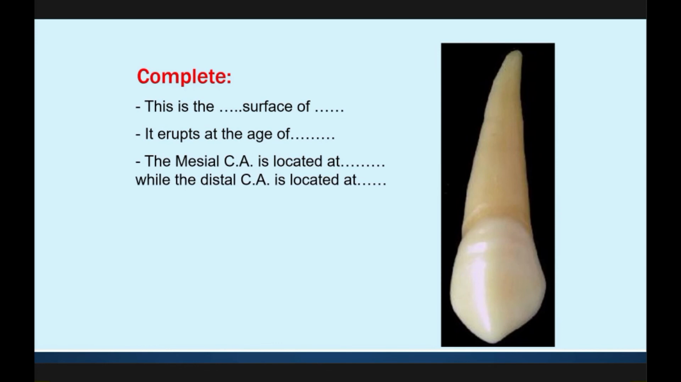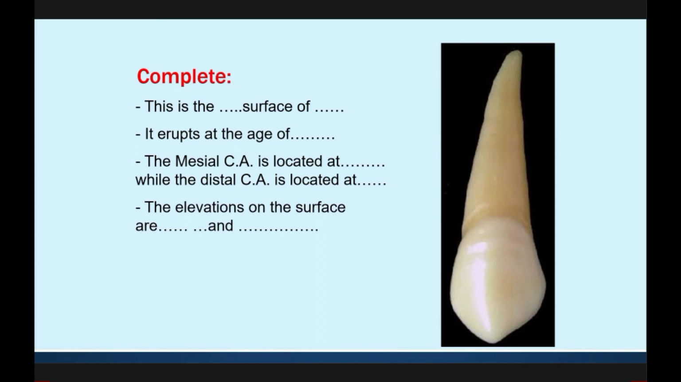The mesial contact area is located at the cervical third, while the distal, mesial contact area is located at the where? Junction of the incisal third and middle third. Distal contact area is located at the middle of the middle third.